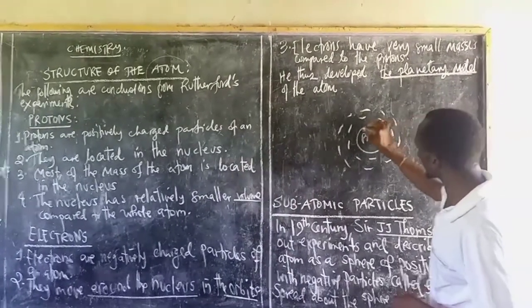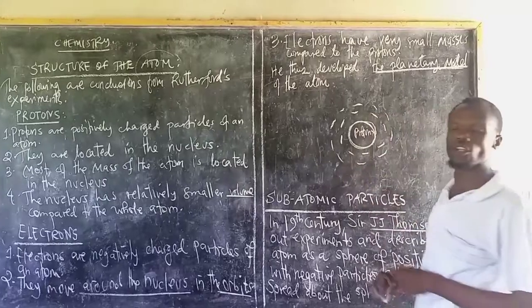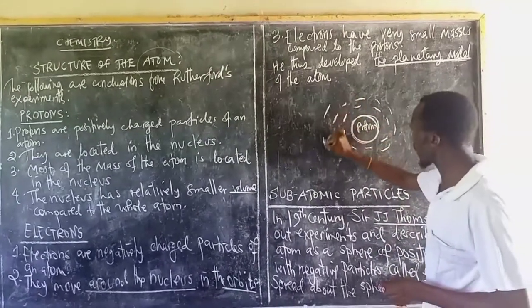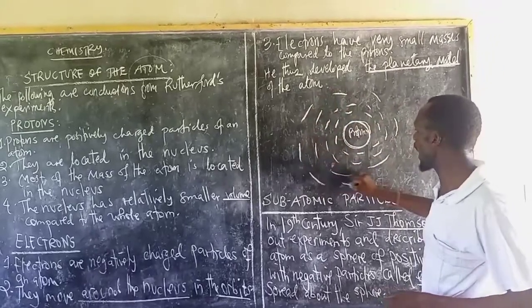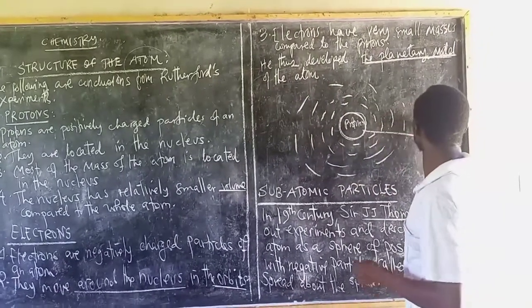So there was the nucleus made of protons, but outside the nucleus we have electrons that are moving around the nucleus. So this is the nucleus.